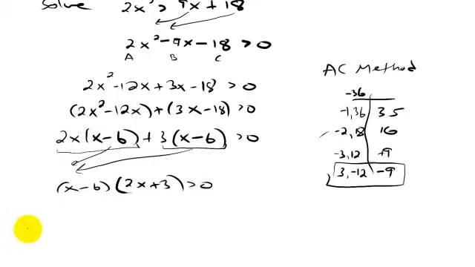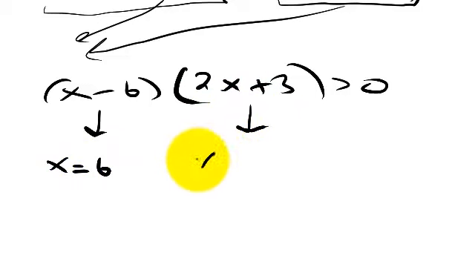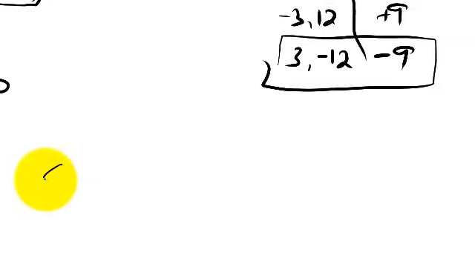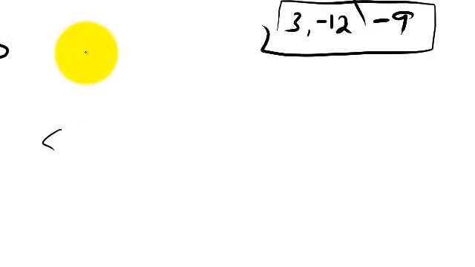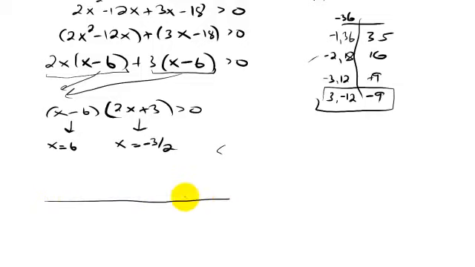Alright, so we have now factored it. What are our roots? Well, what makes this thing 0? x equals 6. What makes this 0? I'll let you check that, but it will be negative 3/2. So these are our intercepts. Okay. And then we are going to plot it on the number line. So let's actually put the number line down here. So we got negative 3/2 and 6.